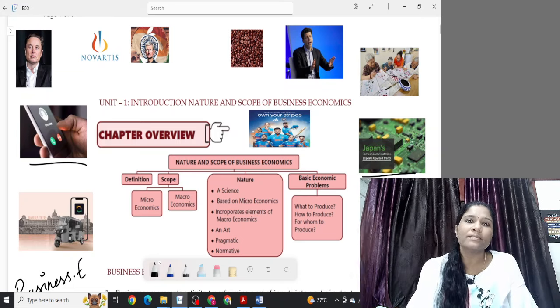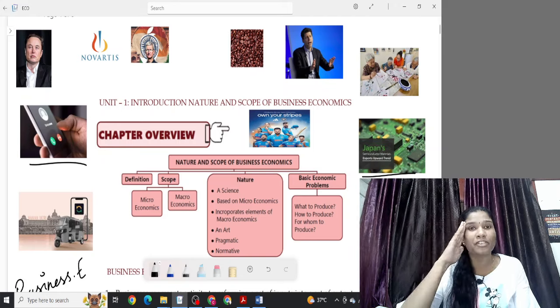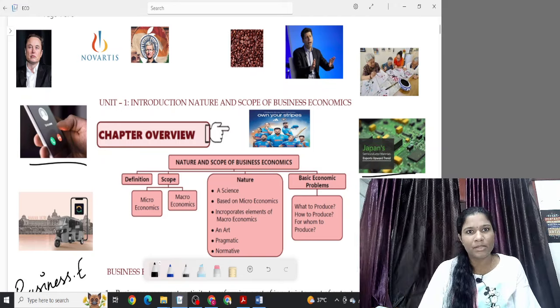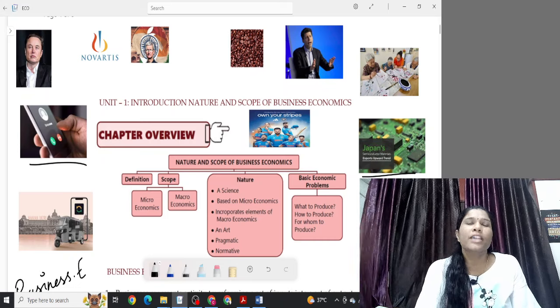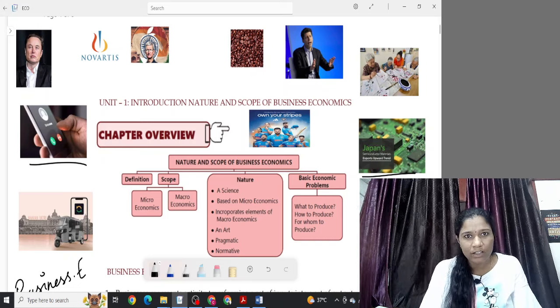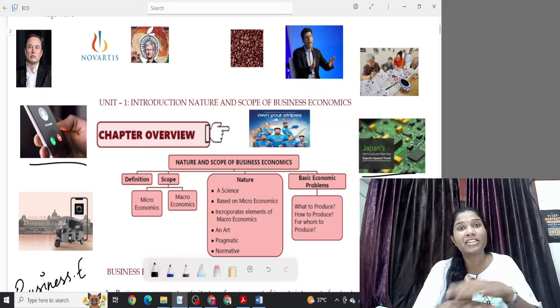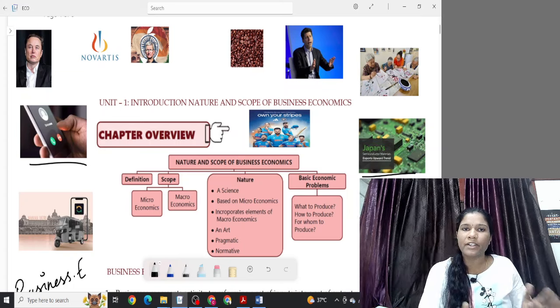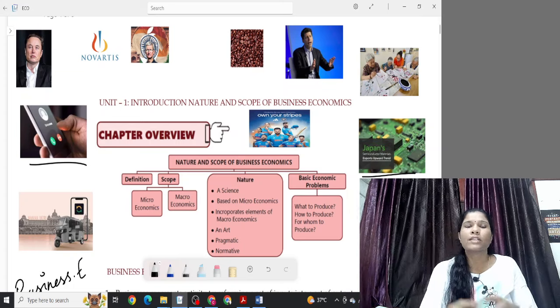But here they're talking about economics only in terms of business, because here business matters. Here business is everything. Business matters a lot. So here we are going to talk about business economics, and how business economics and economics differ. That is also a separate paragraph that's been given in your book. So that also we will discuss.